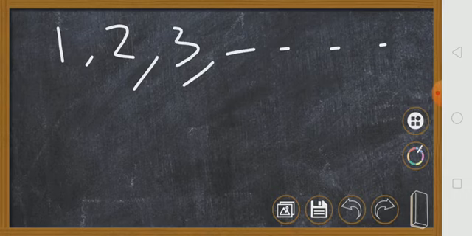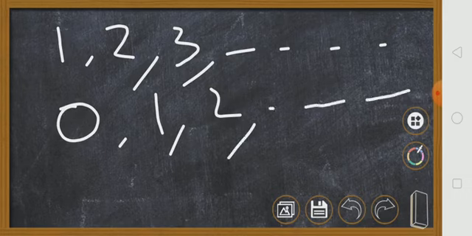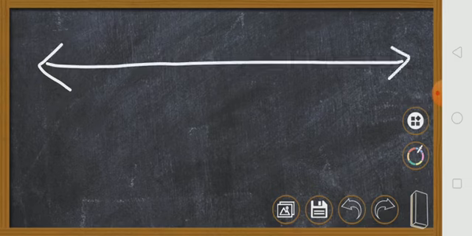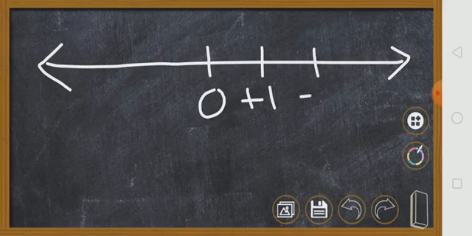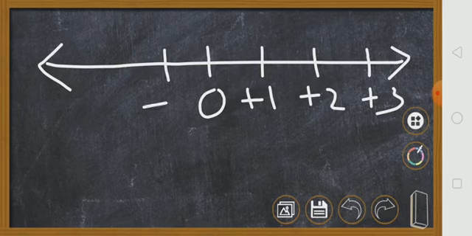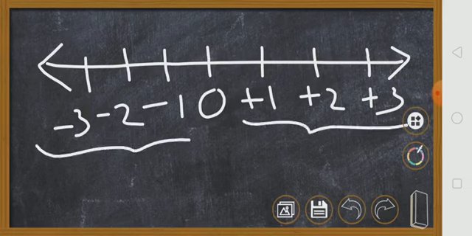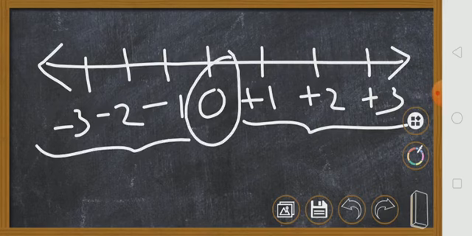Next, your whole numbers start from 0, 1, 2 and so on. Is it clear? Next are your integers. All of you know integers: this one is 0, then plus 1, plus 2, plus 3, and minus 1, minus 2, minus 3 and so on. These are all positive integers and these are all negative integers, and this 0 is a non-negative integer. Is it clear?